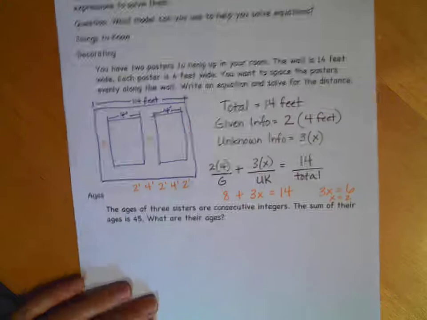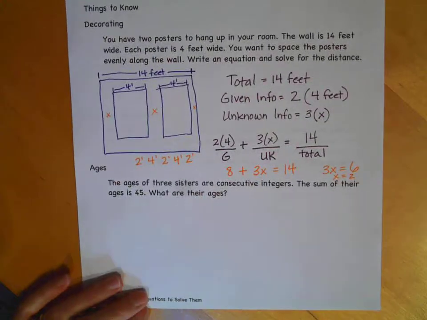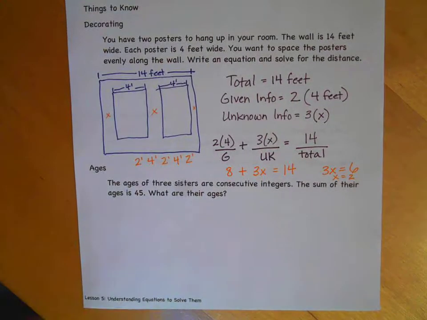All right, so let's try the next one then. Ages. This was a little trickier, but I think we can use the same format. The ages of 3 sisters are consecutive integers. The sum of their ages is 45. What are their ages? Okay, consecutive. Think about stairs. If I tell you to climb the stairs consecutively, what does that mean? It means that you're going one after the other.